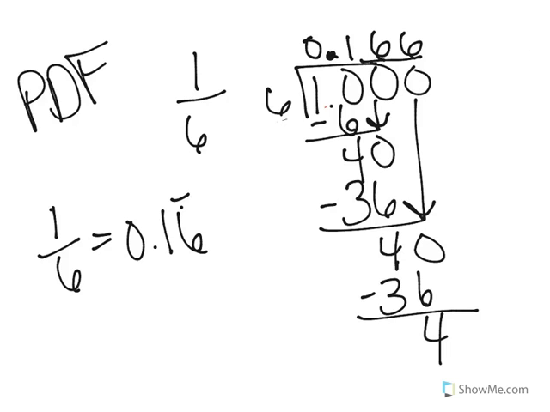Okay? So any fraction out there, you can convert it into a decimal by dividing the numerator by the denominator. Again, top in, bottom out. All right, great. Well, that's how you turn a fraction into a decimal. How do you turn a decimal into a fraction?